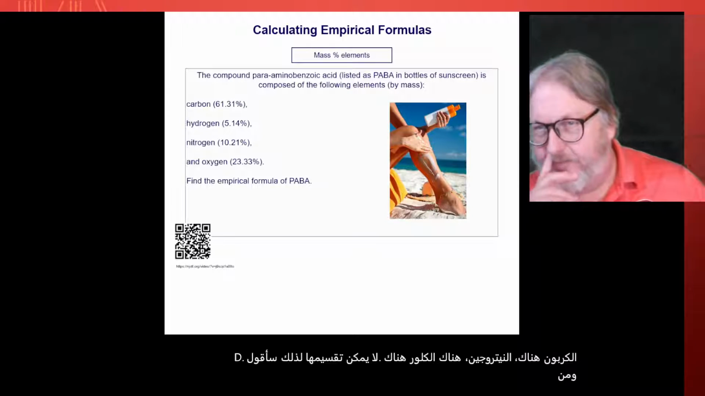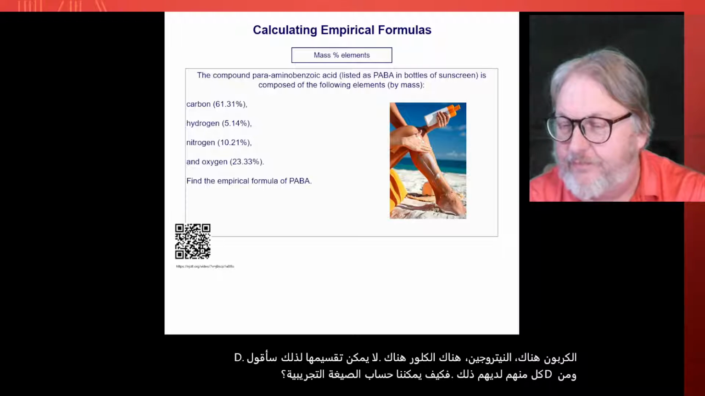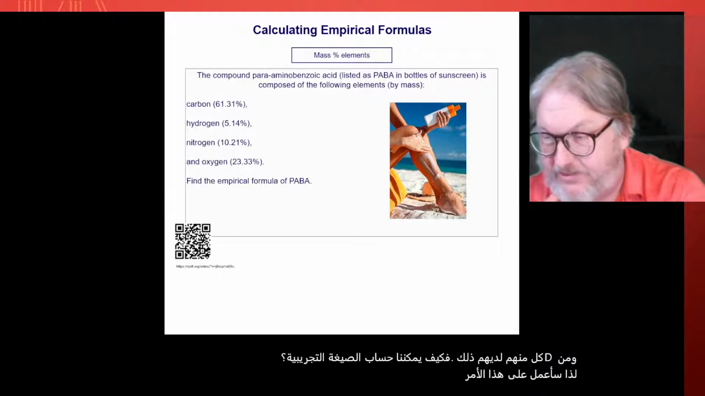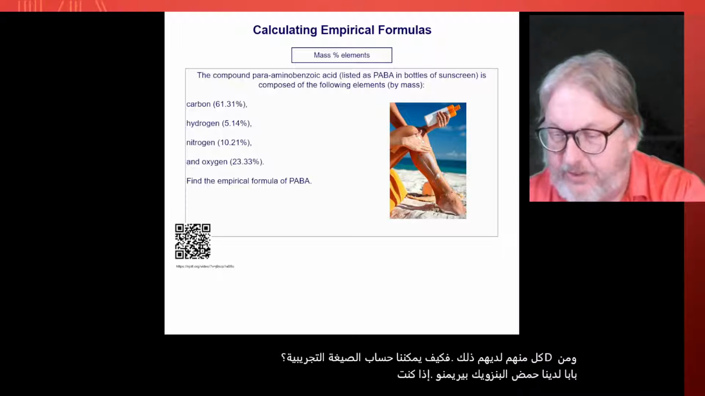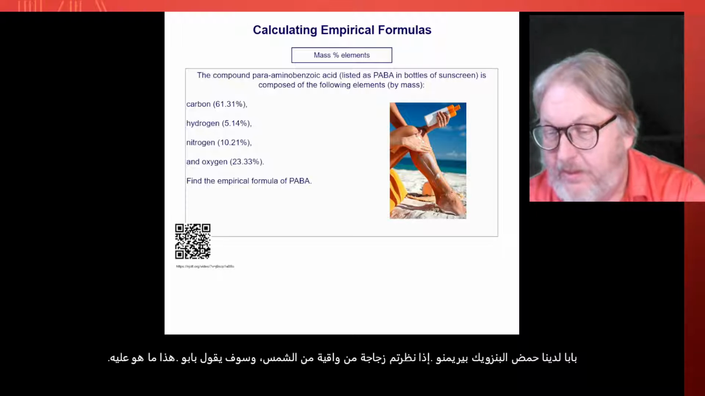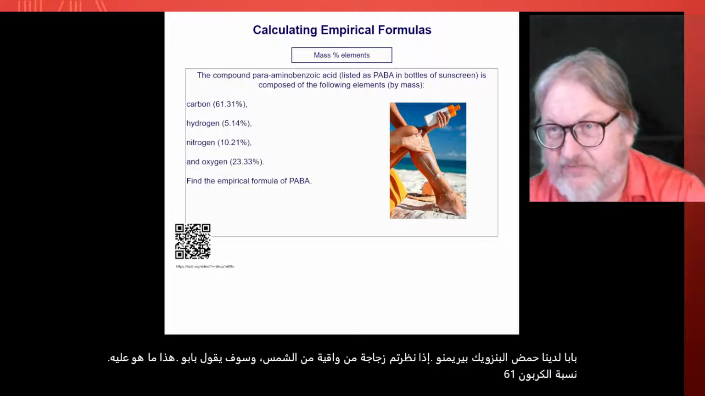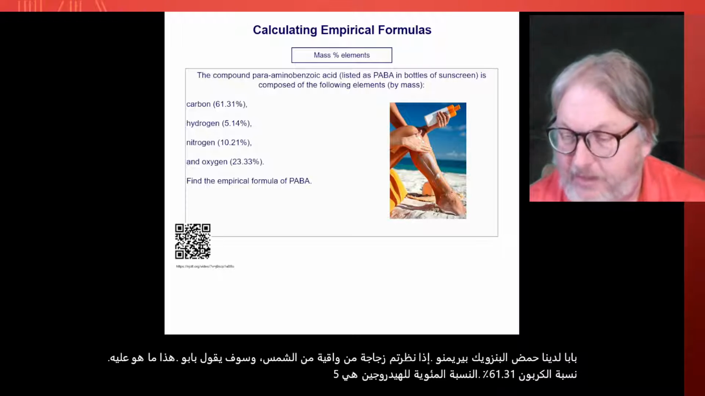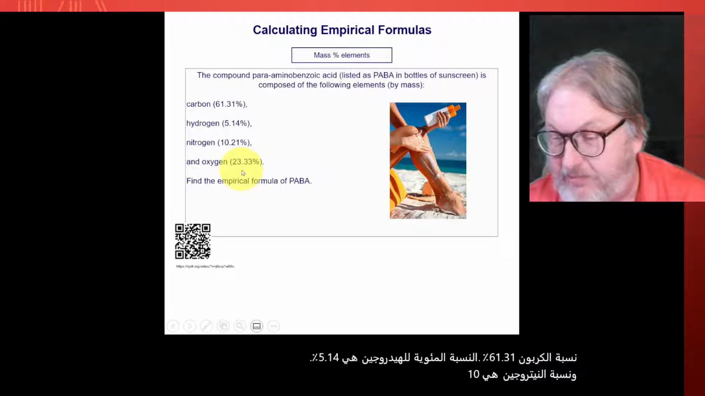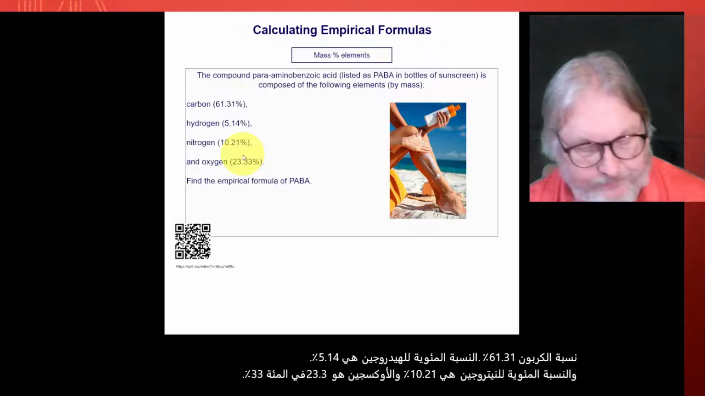So how do we calculate empirical formula? I'm going to work through this. PABA, or para-aminobenzoic acid. If you look at a bottle of sunscreen, it'll say PABA. This is what it is. It's got carbon, hydrogen, nitrogen, and oxygen. The percentage of carbon is 61.31%. The percentage of hydrogen is 5.14%. The percentage of nitrogen is 10.21%. And oxygen is 23.33%. If you add all those up, guess what you're going to get? 100.